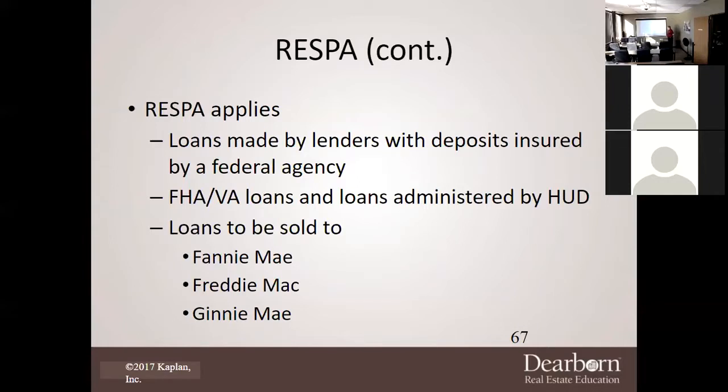So again, RESPA applies to loans made by lenders with deposits insured by a federal agency, FHA and VA loans, and loans administered by HUD, loans to be sold to Fannie, Freddie, and Ginnie. Okay.